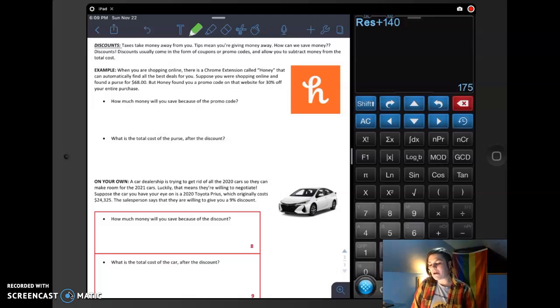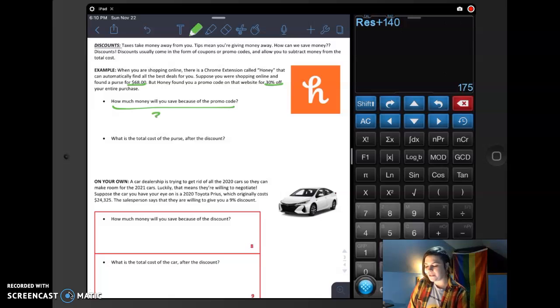So this next one is about a website called Honey. You guys might have heard of it. If you're shopping online, it'll try to search for a discount for you, basically. So you're going to try and buy a $68 purse. The website says it can get you a 30% discount with its discount code. So the first question is, how much money will you save? So they're asking, how much is the discount?